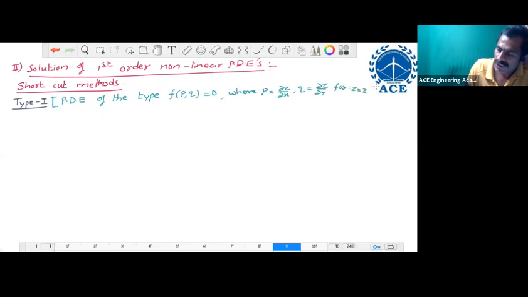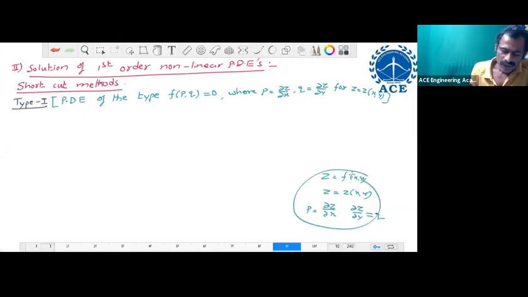For z equal to z of x comma y, or z equal to f of x comma y, the first order derivatives are dou z by dou x and dou z by dou y. Instead of writing dou z by dou x, we use the short form small p, and the standard notation q for dou z by dou y. The standard notations are p and q.